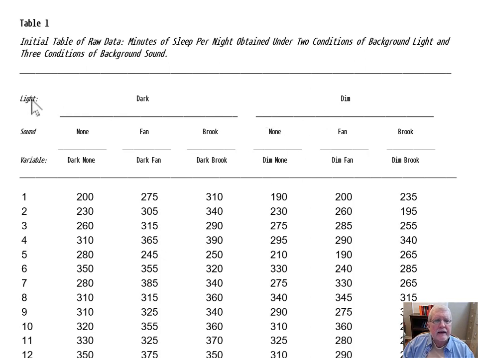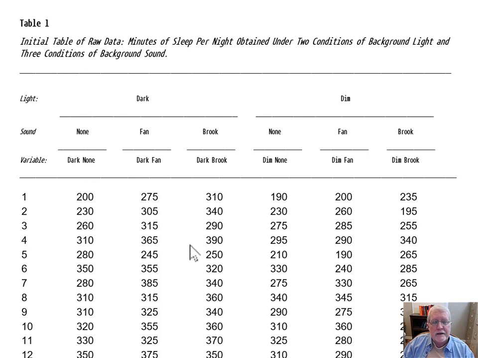Notice to the right of the heading light, we have the 2 conditions of background light condition, dark versus dim. To the right of the heading sound, we have the 3 conditions of background sound, none versus fan versus brook, and then it repeats itself, none versus fan versus brook. And most important, to the right of the heading variable, you can see that I have assigned a variable name to scores obtained under the various conditions of the two independent variables.